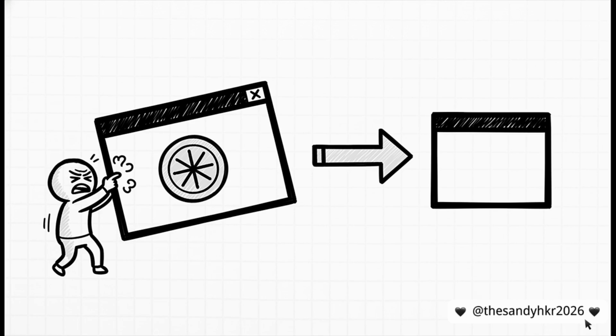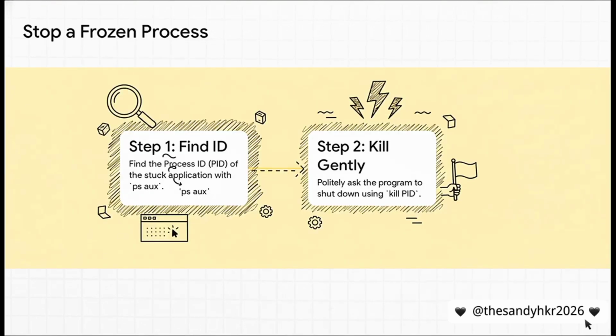Your first instinct in a graphical world is to just start clicking that X button over and over, right? But the Linux terminal gives us a much cleaner, much more powerful way to handle this. The solution is actually pretty elegant. It's a two-step process. First, you use the command ps aux. This gives you a list of every single process running on your system. You look through that list to find the unique process ID, the PID, of your frozen app. Think of the PID as its unique identification number.